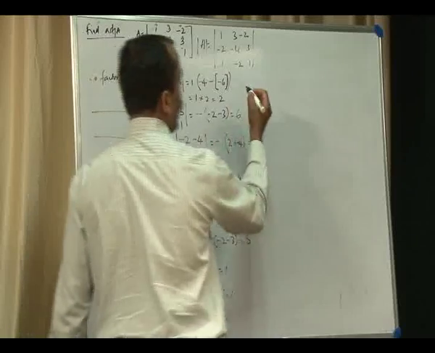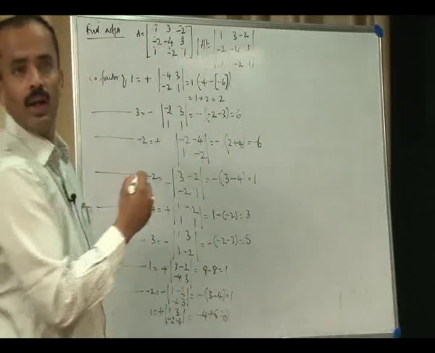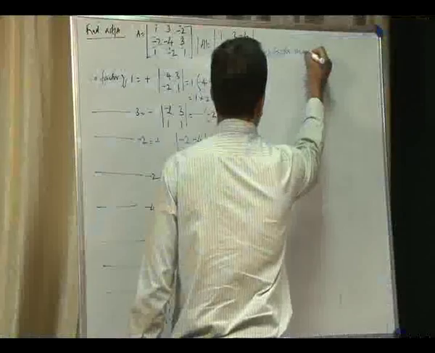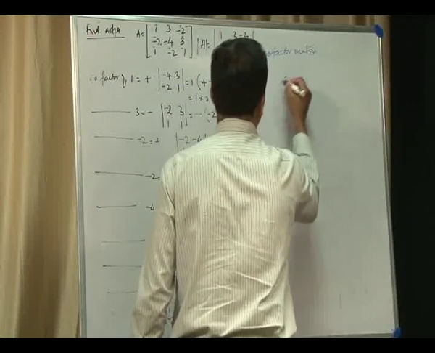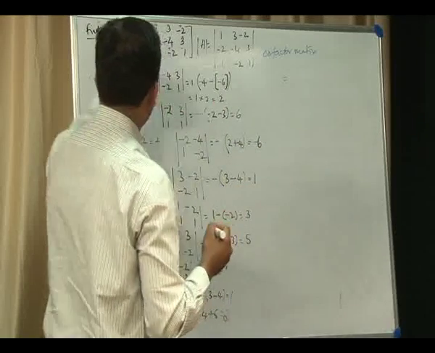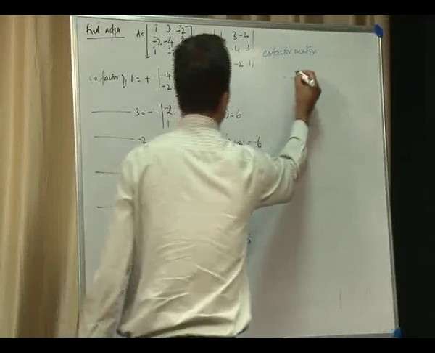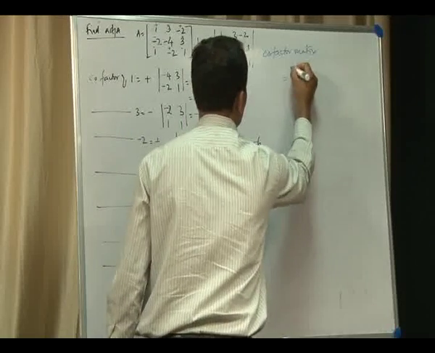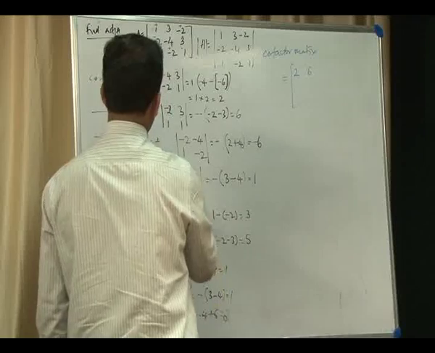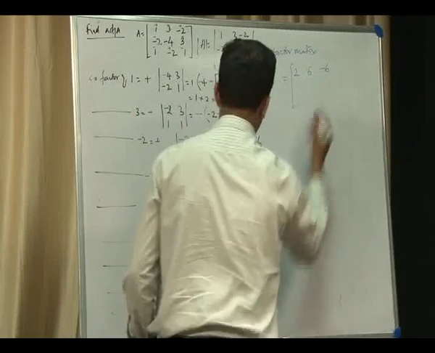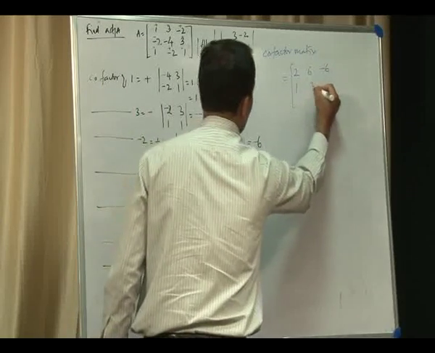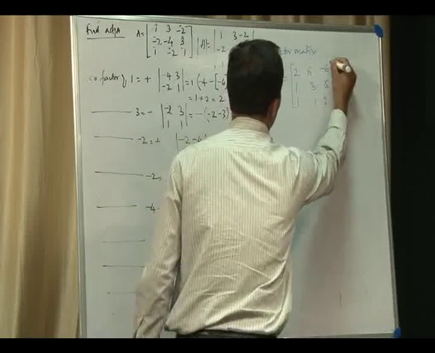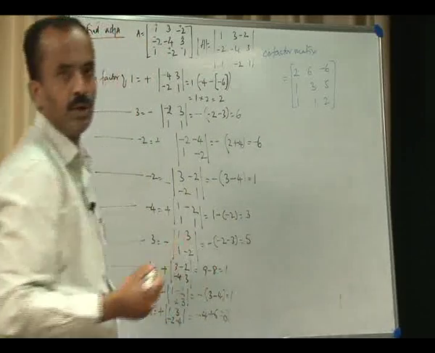Let us write a cofactor matrix. Cofactor matrix, that is equal to cofactor of 1 is 2, cofactor of 3 is 6, cofactor of minus 2 is minus 6. Similarly, 1 3 5, 1 1 2. This is a cofactor matrix.